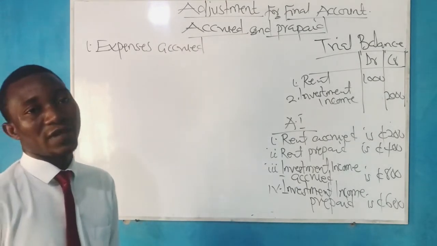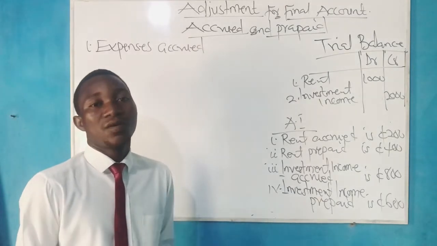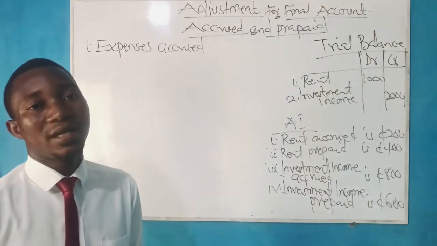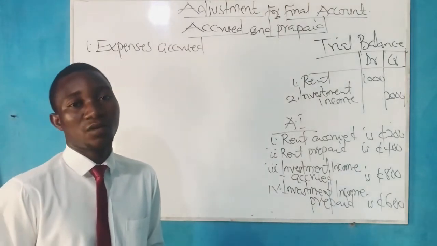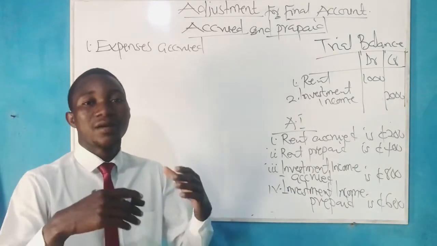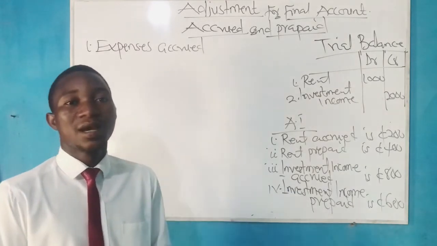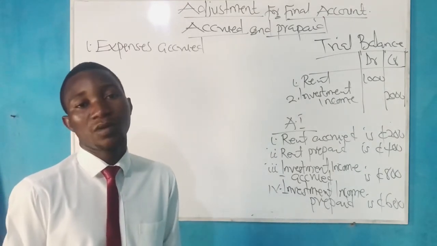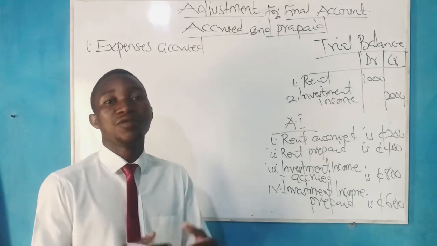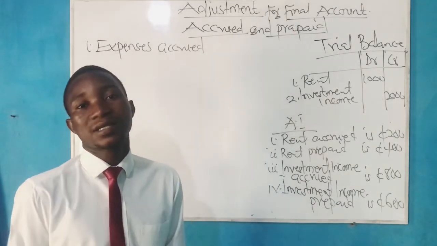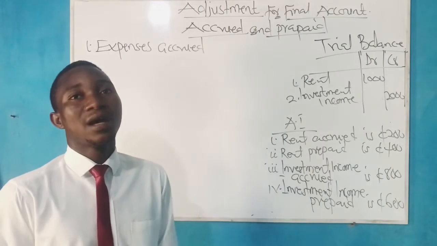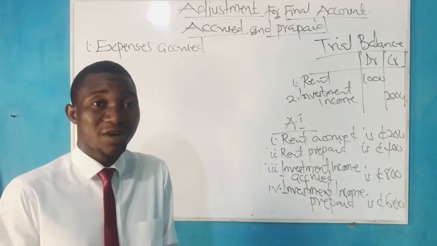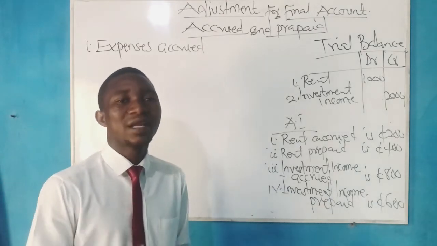But first of all, when you talk of expenses accrued, we are talking about a situation where a business incurred an expense and has not yet paid for it. So expenses accrued is basically an expense that has been incurred but payment has not actually been made. Example, when you incur an expense of 1,000 cedis but you only pay 100 cedis, it means you are owing an expense of 900 cedis.